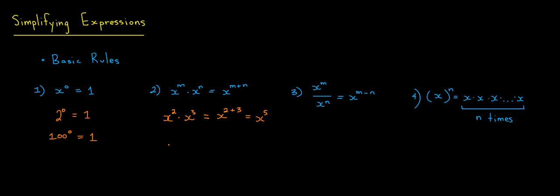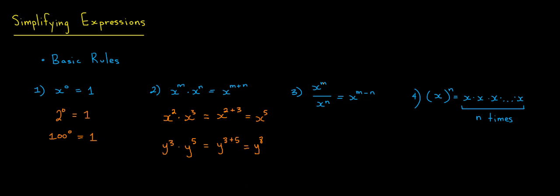So again, if we look at something else, like let's say you had y to the third times y to the fifth power, then again we would just add up the exponents, so we have y to the 3 plus 5 equals y to the eighth.